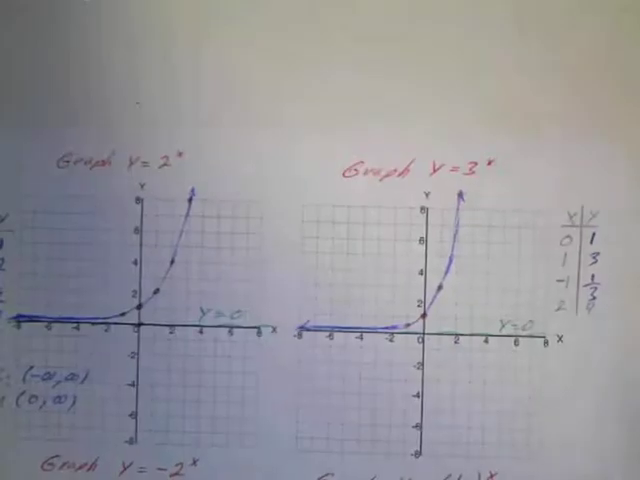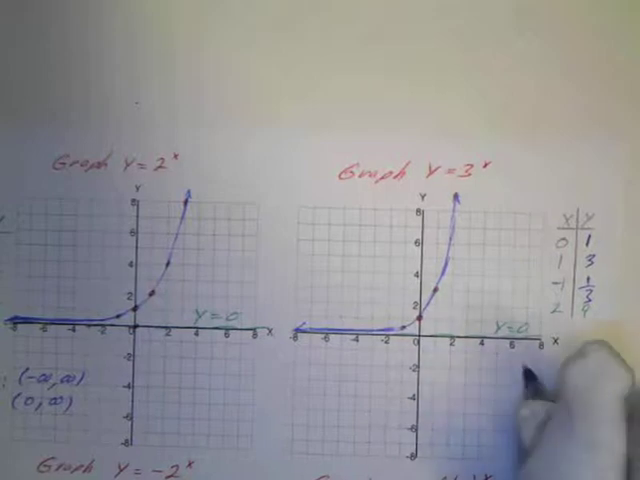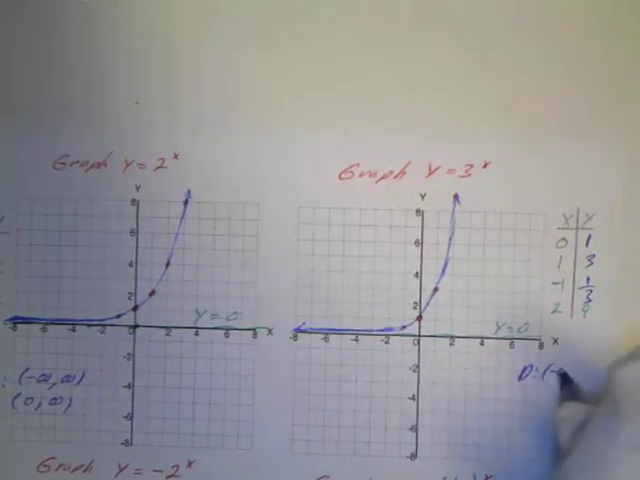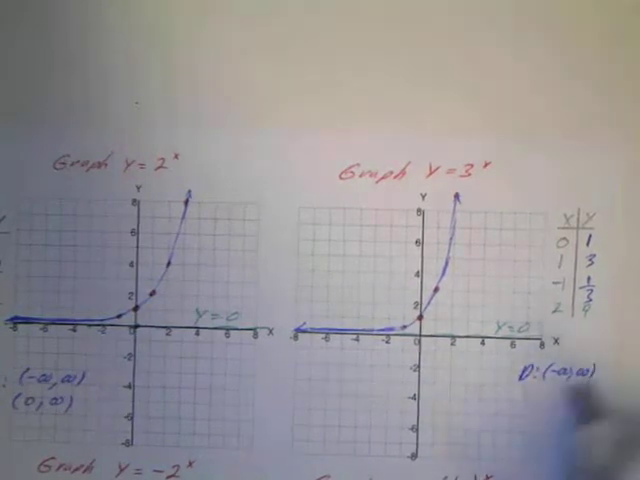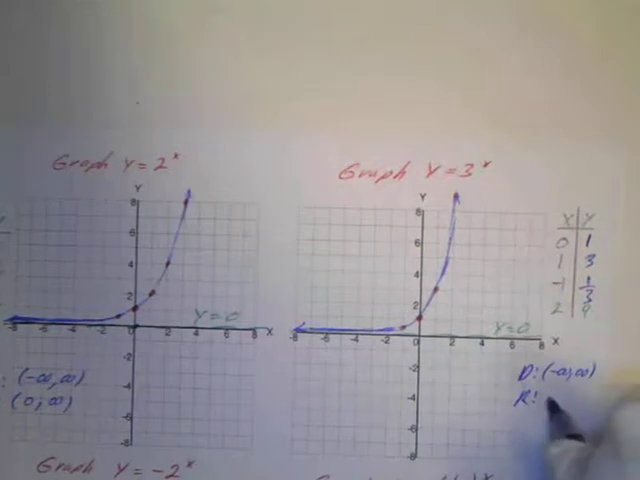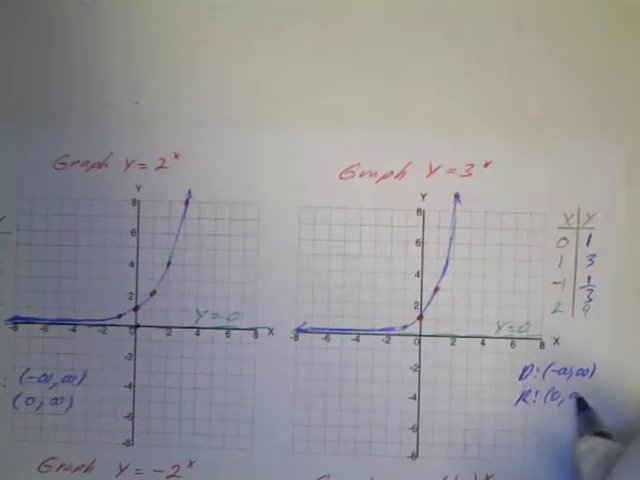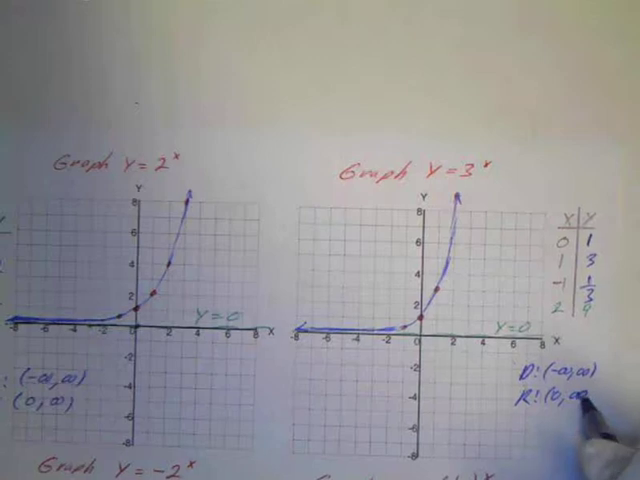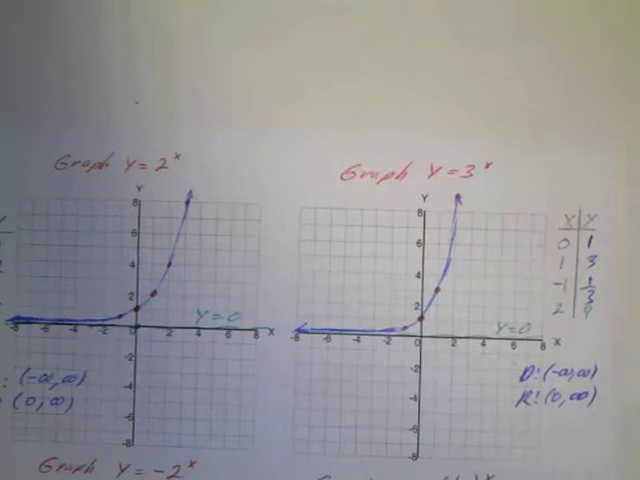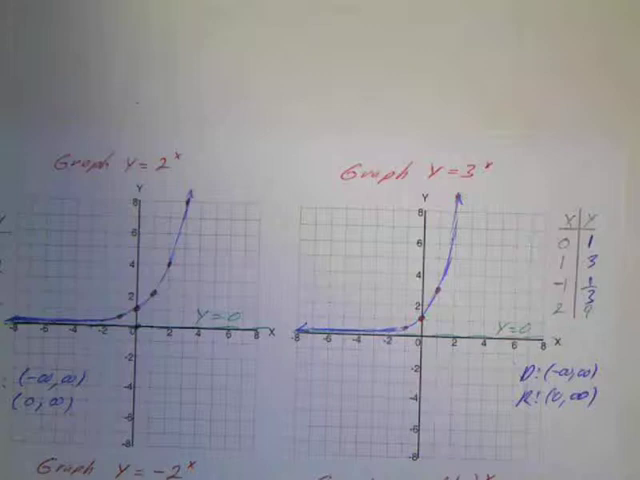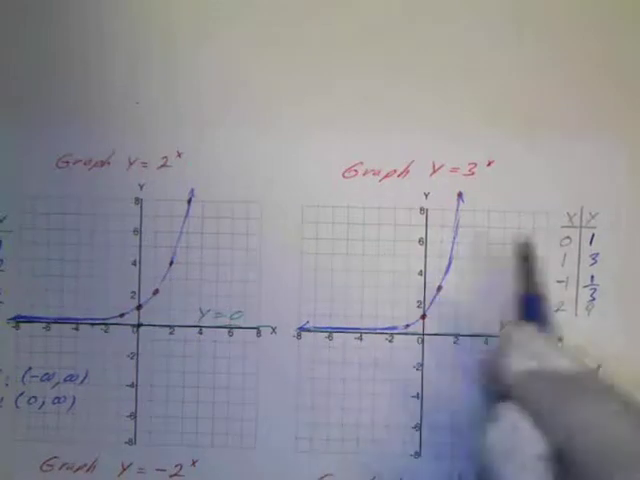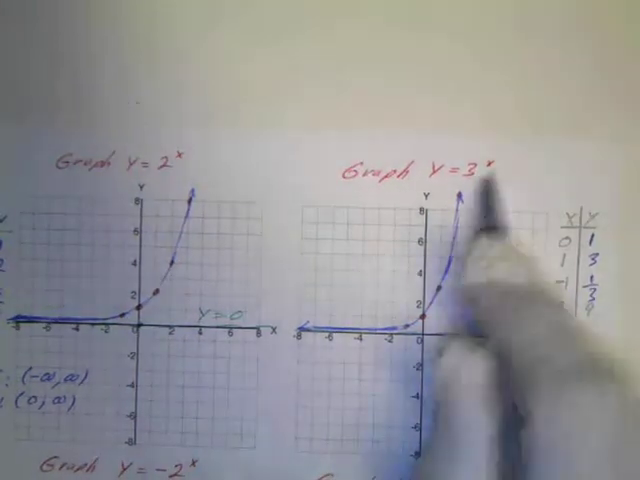Now the domain, I'm just going to use D here because I don't have a lot of room. So the domain is going to be negative infinity to infinity. And the range will be, again, 0 to infinity. Okay? So that's not too bad. And it's just going up a little bit faster because we have 3 to the x power rather than 2.